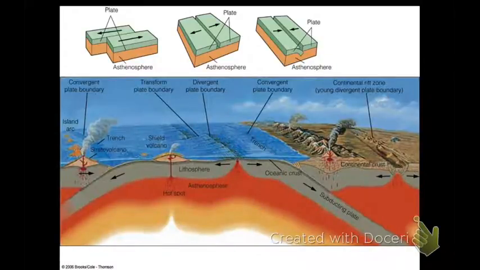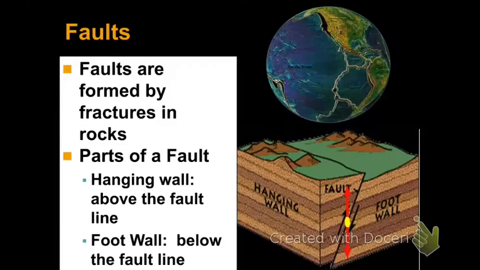It's very likely that you could see pictures like this on your test, and they will have it labeled like A, B, C, and D, and ask you questions based on that. So make sure you do understand diagrams like that. But now we're going to move on to faults.